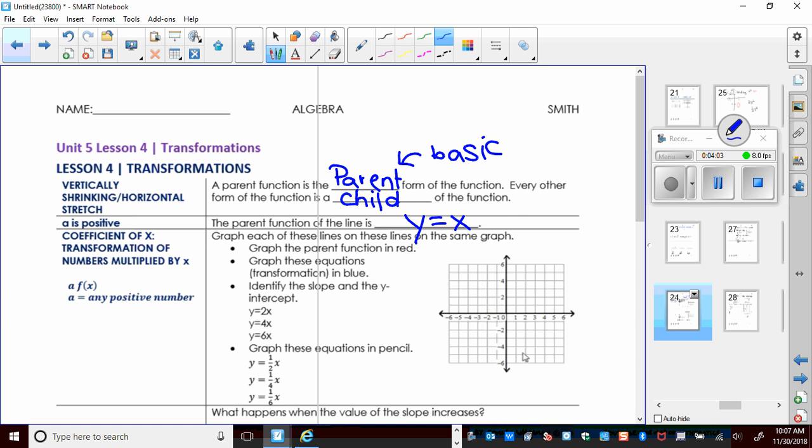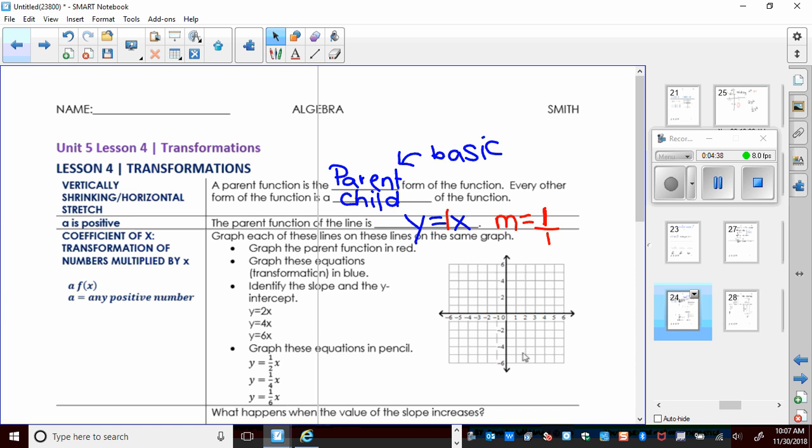We're going to graph that equation without the use of a calculator. We do that by identifying the slope and the y-intercept of y equals x. Now, what is the slope? What is the number in front of x when there's no number there? It's 1. So my slope is 1. How do I put that in rise over run form? 1 divided by 1.